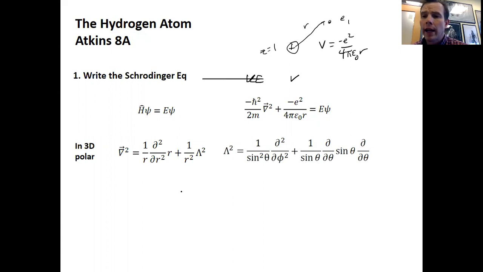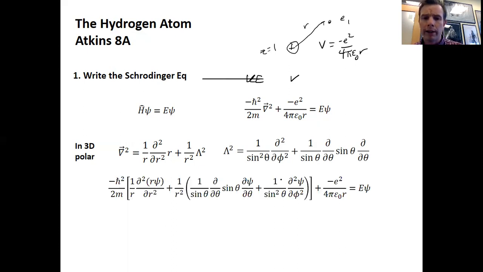So you go back and look at your rigid rotor handout, and you will find the definition of del squared in polar coordinates. It's given here. There's a second derivative with respect to the radius, and then there's this guy, capital lambda squared, which are all derivatives with respect to angular coordinates. We plug this in, and we end up with this big, long, ugly expression: 1 over r, angular derivatives, potential equals E psi.